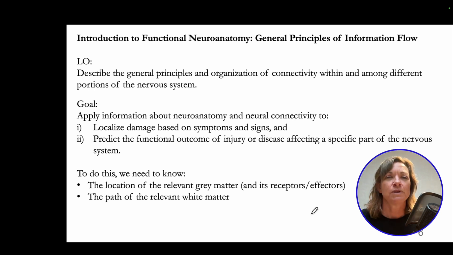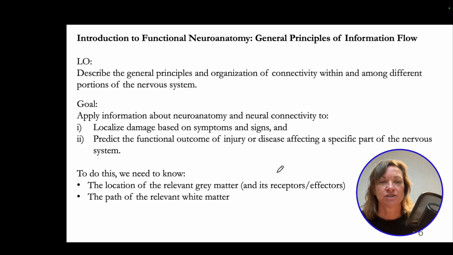So we said we want to talk about the general principles and organization of connectivity. We really want to apply this information. That's the fun part, right? Why do we care what's connected to what and how? Well, we want to know how to localize damage based on the patient in front of us. So take a set of signs and symptoms and say, I think this lesion is in this part of the brain on this side. And conversely, if we see a lesion, we want to be able to predict the functional outcome. If this part of the brain is damaged, I think this is what the patient's going to look like.